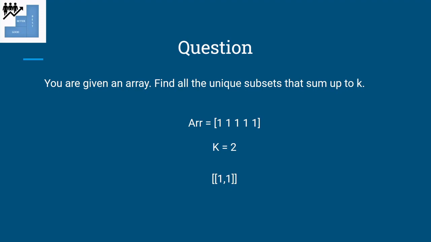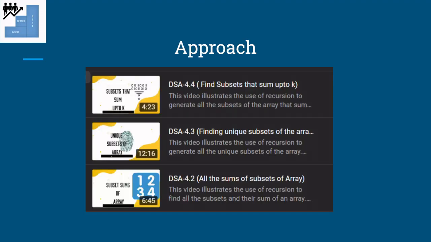Before seeing how we are going to do it, I'd just like to remind you that we have done similar work in the previous videos. In DSA 4.2, we had to find all the sums of subsets of the array. Here we are not talking about unique subsets. We are just saying whatever different sums you can obtain, just find them. In 4.3, we were finding unique subsets of the array. In 4.4, again, it was similar to 4.2. Find subsets that sum up to k. And in this video, which is DSA 4.5, we have to again find unique subsets that sum up to k.